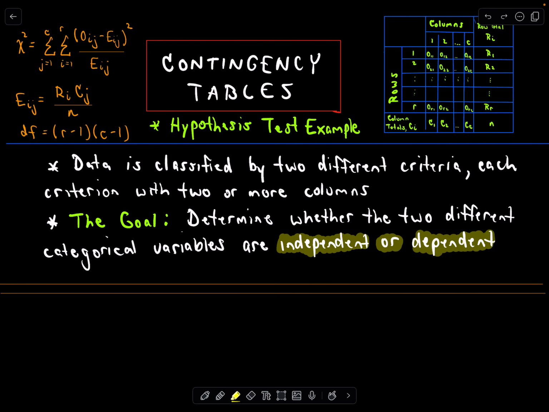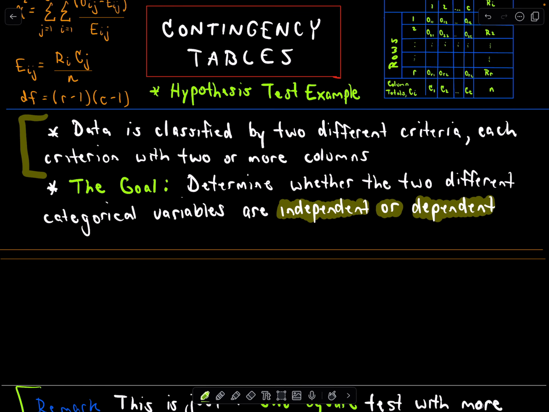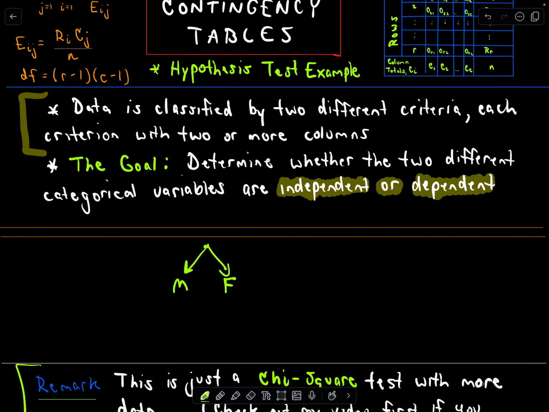Okay, so what is a contingency table? Well, the idea is that data is classified by two different criteria, and each criterion with two or more columns. So maybe I'll make an example. You could have two different criteria. Maybe you classify your data into males and females, and then you can subclassify that further. Maybe you're interested in politics, and you look at whether somebody's a Democrat or a Republican or independent. I know there's other parties, but whatever.